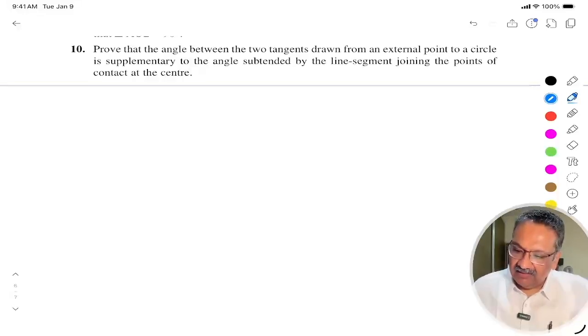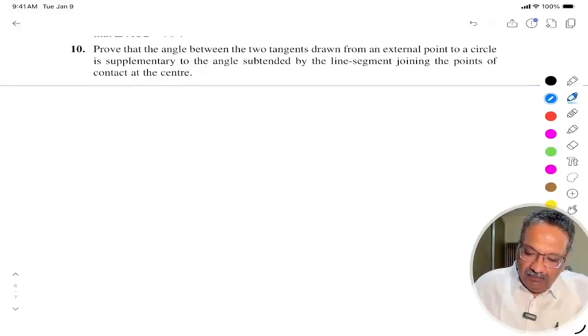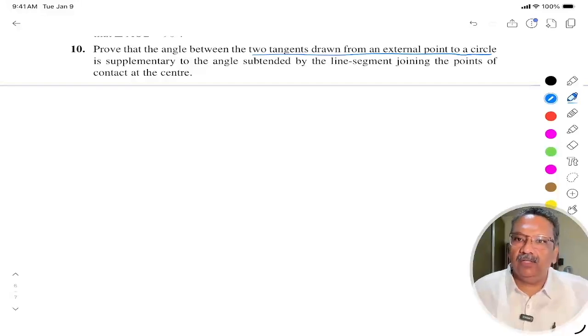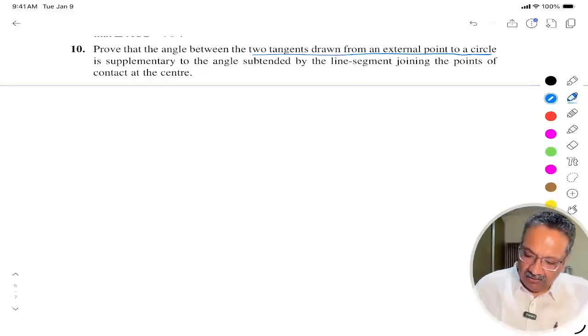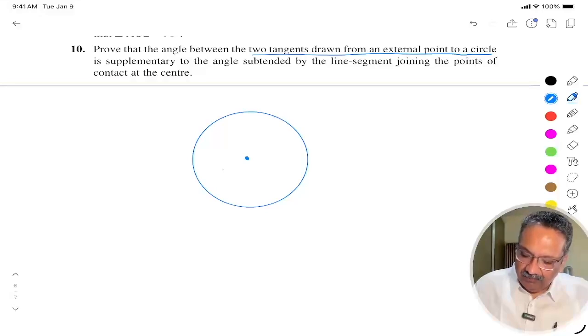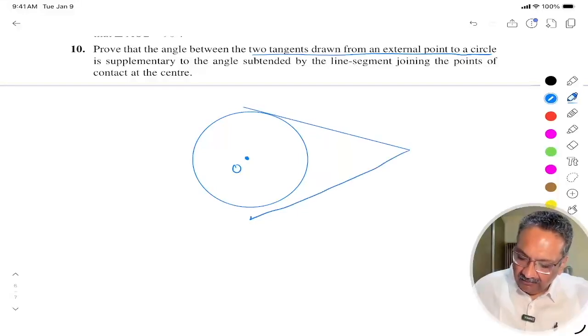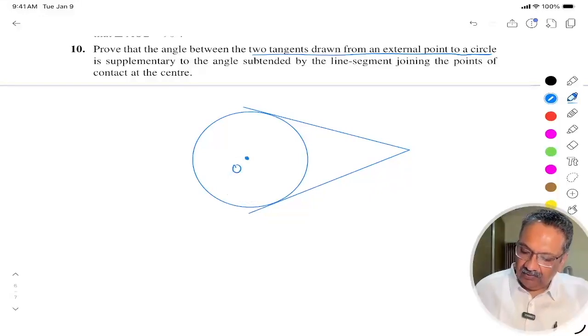Okay, first let us see, what does this first sentence say? Prove that the angle between the two tangents drawn from an external point to a circle. Okay, so there is a circle, and tangents from an external point, let us draw just that. So we have a circle, that circle has a center, I will call this center as O. All right, and there is one external point, and from this external point there are two tangents. I will call the external point as A. Now we have the points of contact as P and Q.